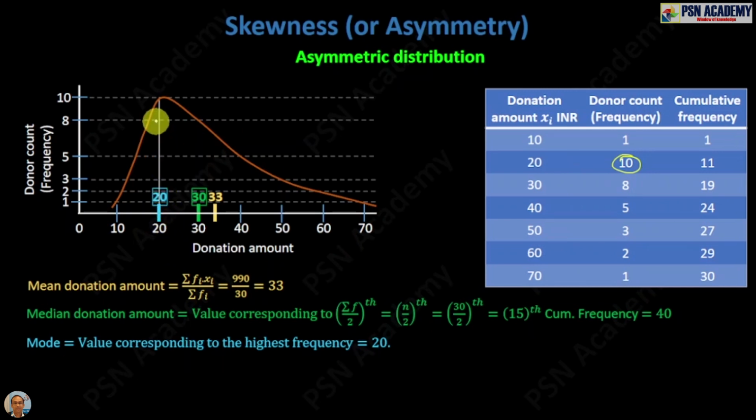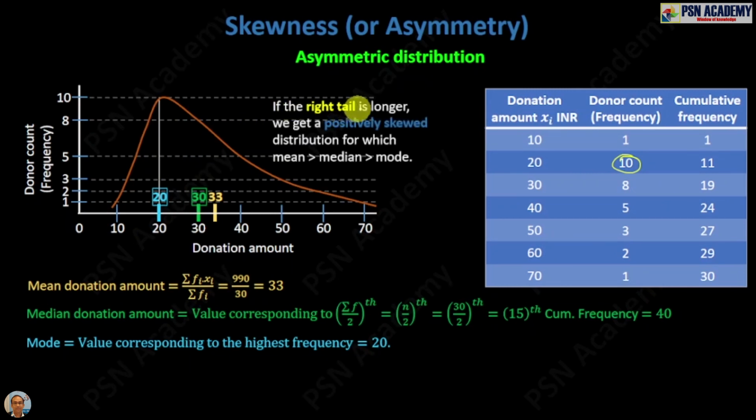Now if you draw this perpendicular line like this, it is clear that it is not able to divide the whole curve into 2 equal halves. That means wherever you put this perpendicular on this x-axis, you will never get a location from where you can divide the whole curve into 2 equal or 2 congruent halves. And that indicates that this curve or this distribution is asymmetric. So the right tail is longer, this tail. We get a positively skewed distribution.